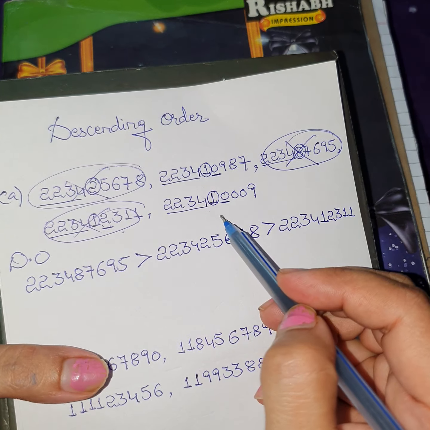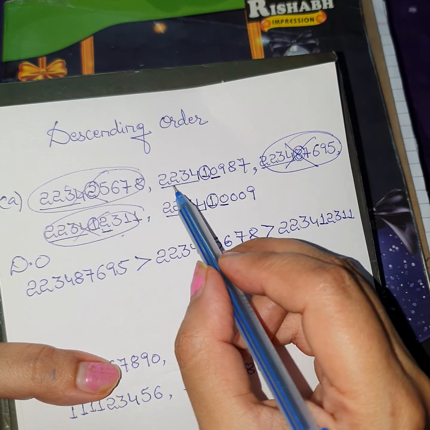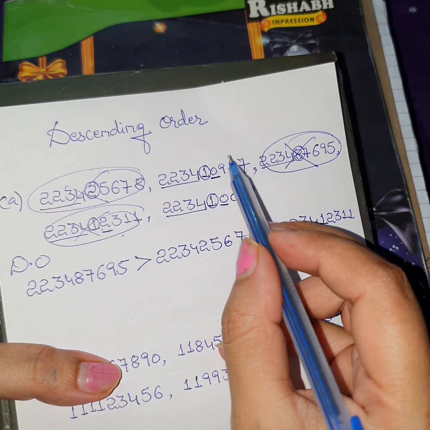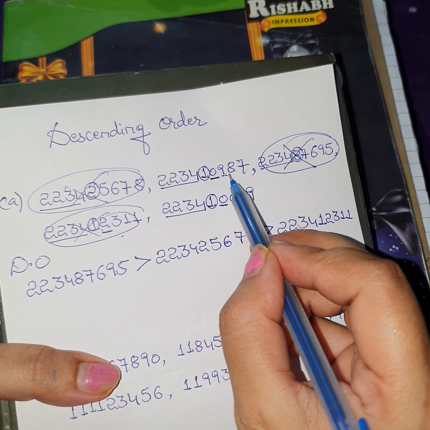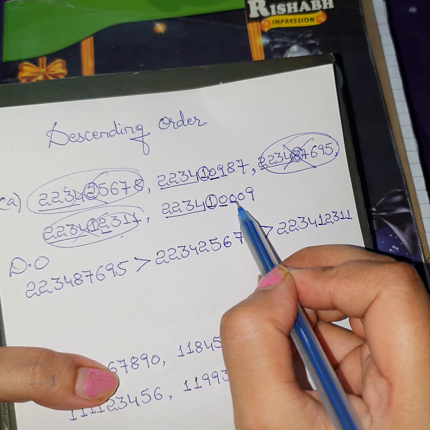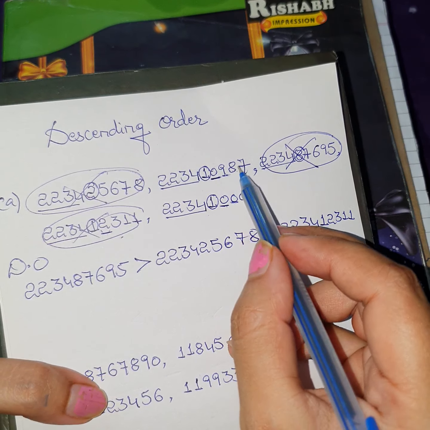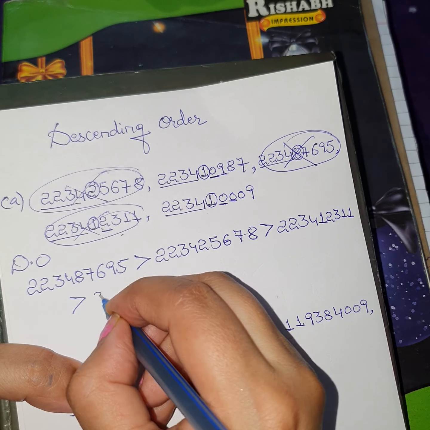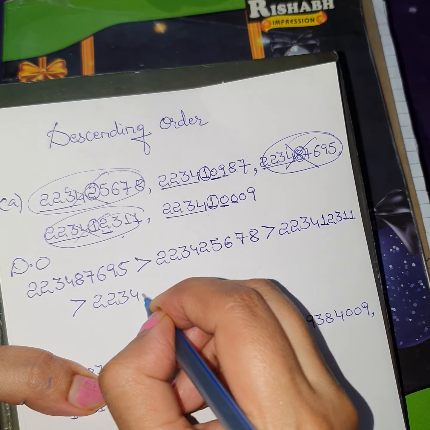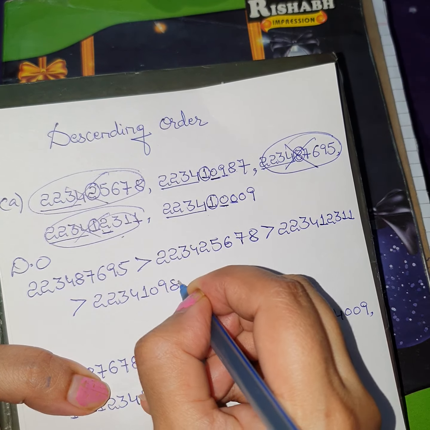Now these two are remaining. Now you can see that sixth number is same. So move on to the seventh number. So here seventh number is 9 and here seventh number is 0. So from 9 and 0, 9 is greater. So the next number will be 2, 2, 3, 4, 1, 0, 9, 8, 7.